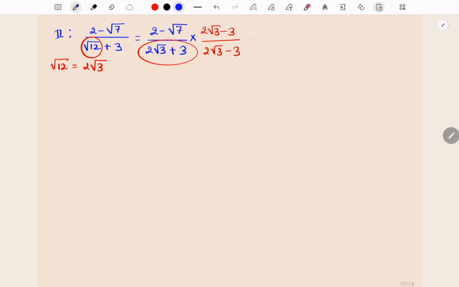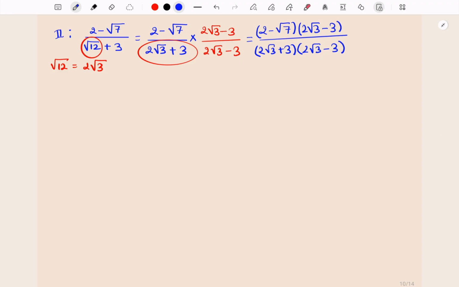Now let's simplify the numerator and the denominator. So in the numerator, I have 2 minus root 7 multiplied by 2 root 3 minus 3. Alright, and in the denominator, I have 2 root 3 plus 3, multiplied by 2 root 3 minus 3. Okay, so let's first talk about the denominator.